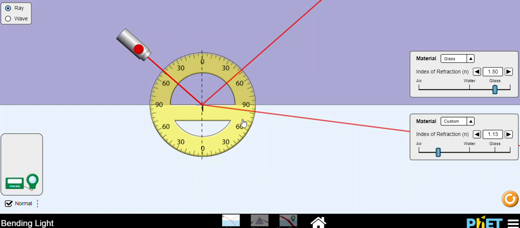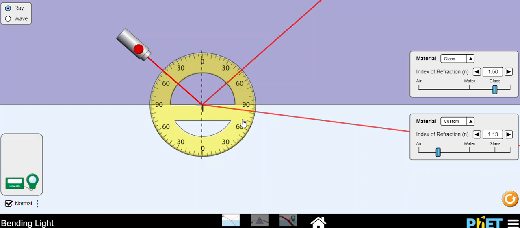So if we know the materials, for example, material 1, and we measure the incident angle and the refracted angle, and we graph these in a rectangular coordinate system, we're going to get a straight line. That is basically what I asked you to do in the lab.